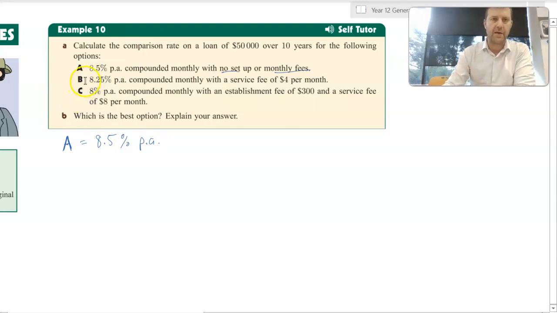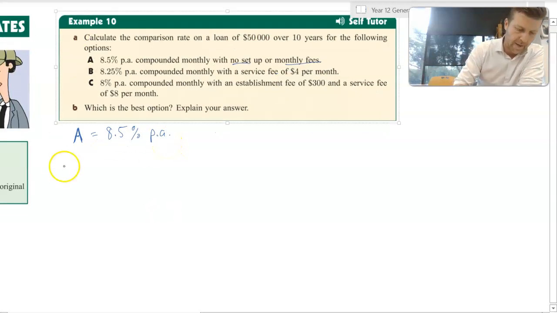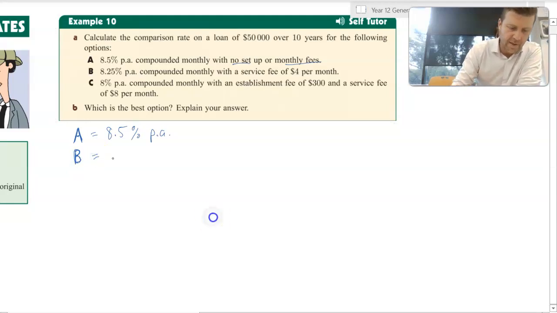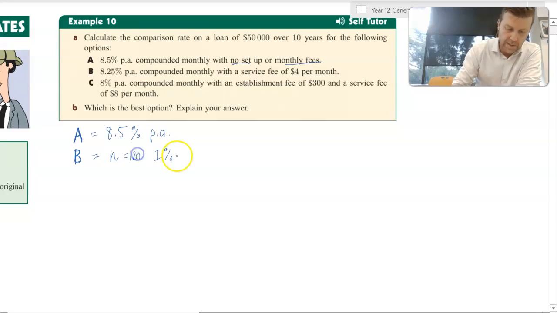The second bank here, Bank B, for example, has a lower interest rate, which is great, but they also charge a service fee of $4 per month. So does it work out to be a better rate than Bank A of 8.5%? Let's have a look. So Bank B, what we're going to do on the graphics calculator is we're going to put in some values again for N, I, etc. So N is going to be here 10 years compounded monthly, so 10 times 12 or 120. Interest rate we're going to start with is going to be 8.25%.